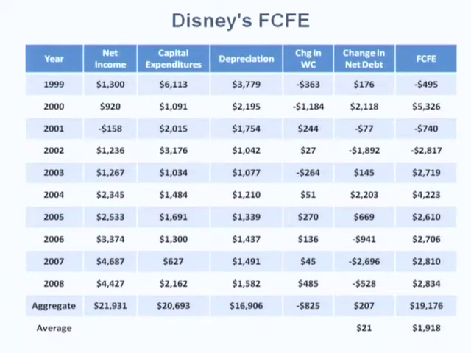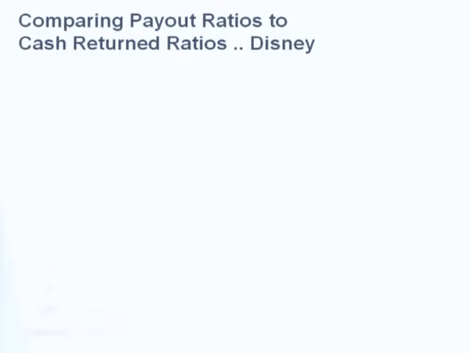So here is Walt Disney's FCFE. You see from year 1999 to 2008, you have net income in the second column, then CapEx in the third column, depreciation in the fourth, change in working capital in the fifth, change in net debt in the sixth, and you get FCFE. So you can follow the equation to get FCFE.